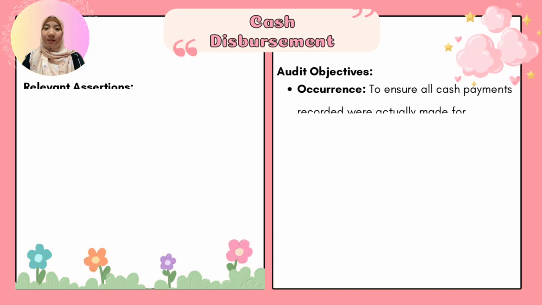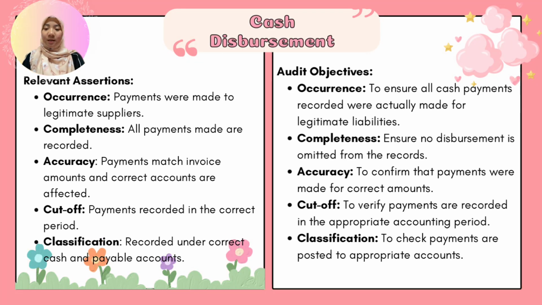Second transaction is cash disbursement. For the relevant assertion and audit objective, first, occurrence. Payments were made to legitimate suppliers. The audit objective is to ensure all cash payments recorded were actually made for legitimate liabilities. Second, completeness. All payments made are recorded. The audit objective is to ensure no disbursement is omitted from the records.